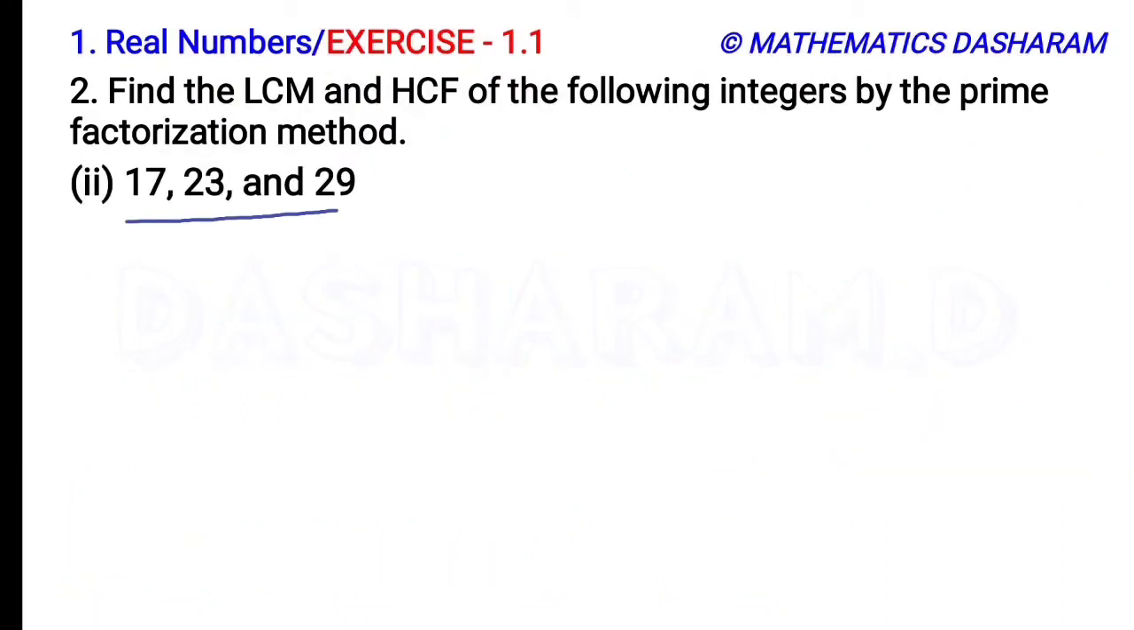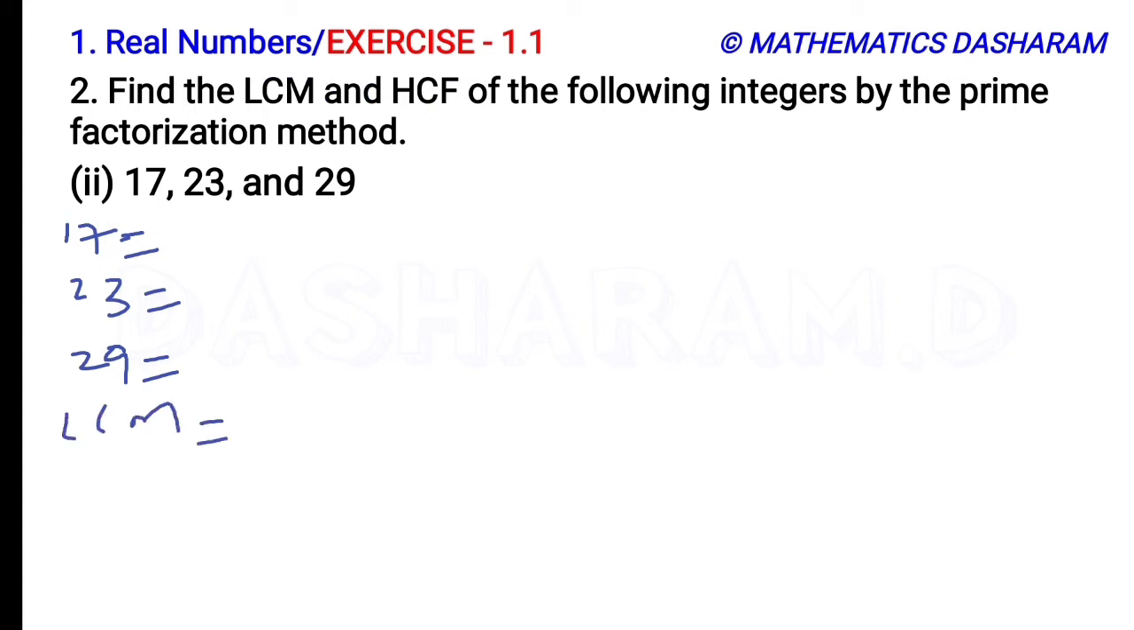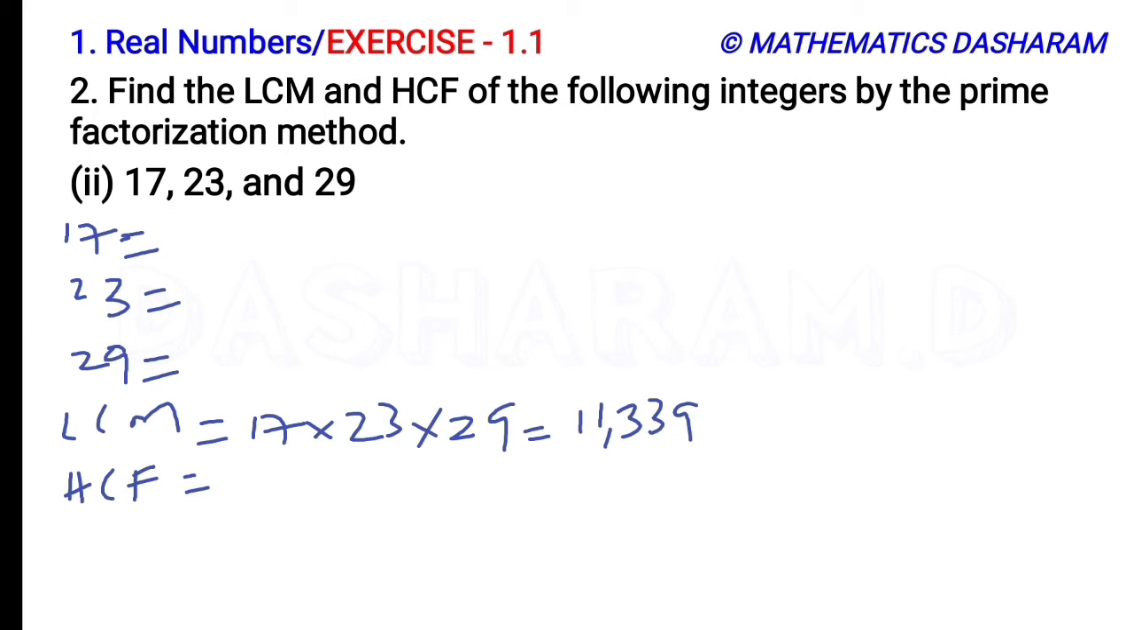Second question, 17, 23 and 29. Observe carefully here. 17 is a prime number, 23 also a prime number, 29 also a prime number. So we cannot write a product of prime numbers, but it is asking LCM and HCF. So LCM is easy because LCM equals the product of factors with the greatest power. So that means 17 into 23 into 29. All 3 numbers will come as they are. So 11,339.